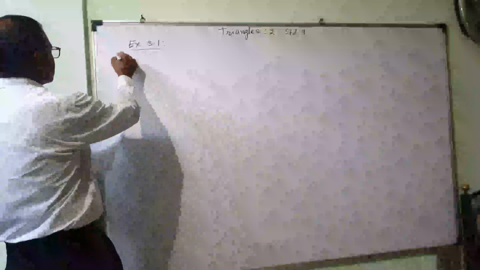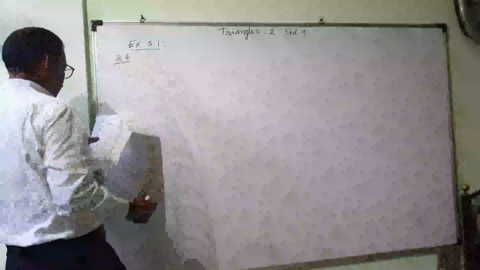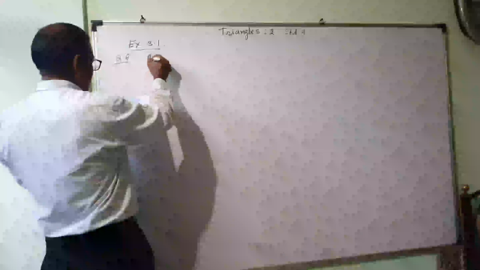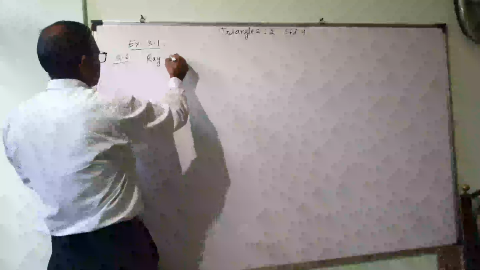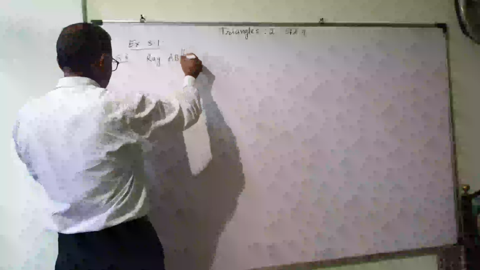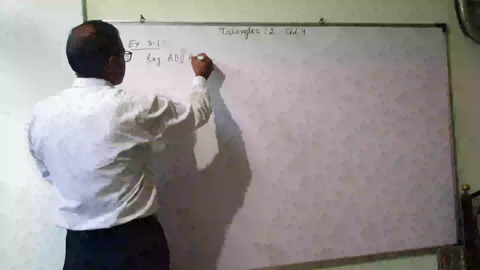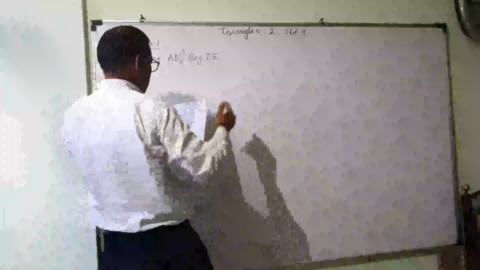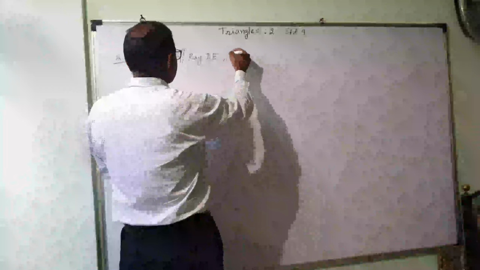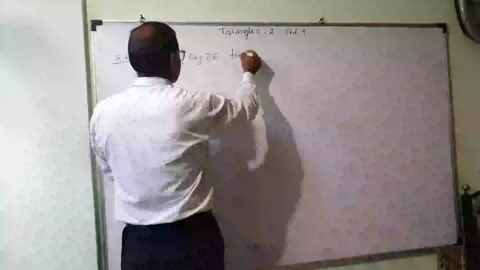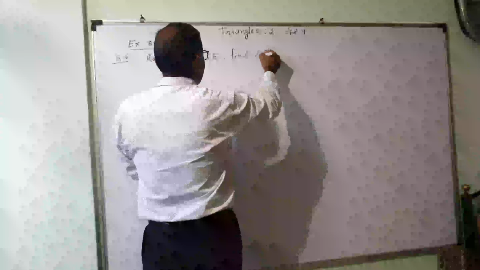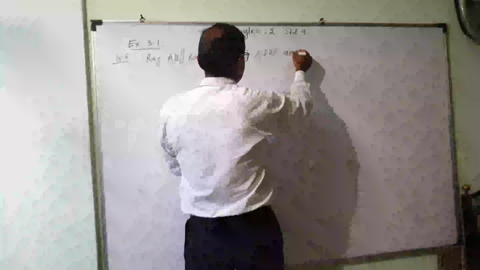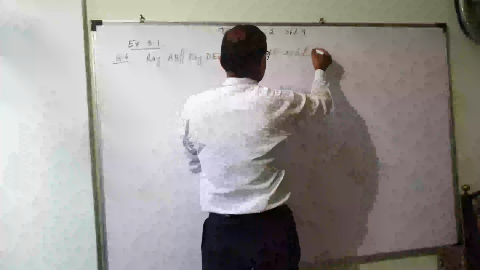Now question 6. Ray AB parallel ray DE. Find angle DRE and angle ARE.